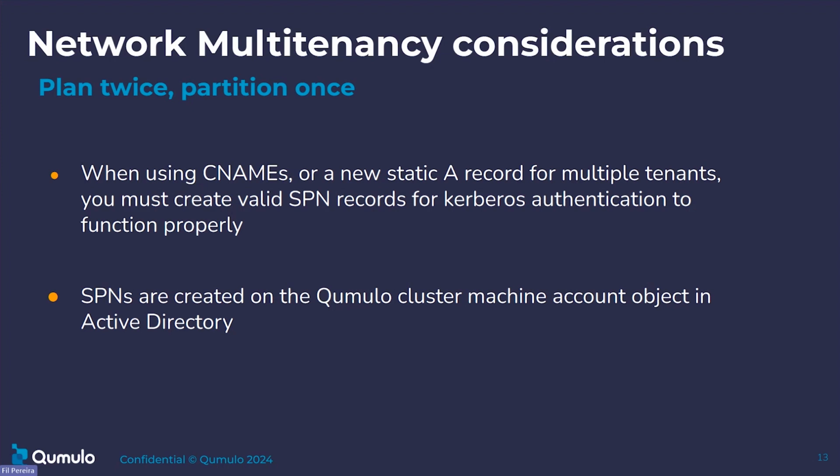For accessing your cluster, one of its net new tenants or any multiple tenants, if you're going to be using CNAMEs in DNS or new static A records to reference the new set of IPs, you must create your valid SPN records for Kerberos authentication to function properly. So for those who are familiar, SPNs are created on the Qumulo cluster machine account object in Active Directory. And this just ensures that Kerberos works correctly, and when you're trying to connect to that name, the cluster is able to respond correctly via Kerberos.